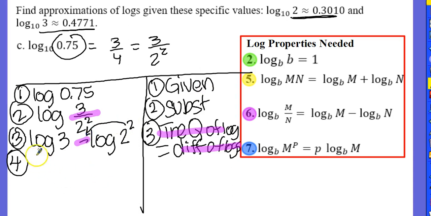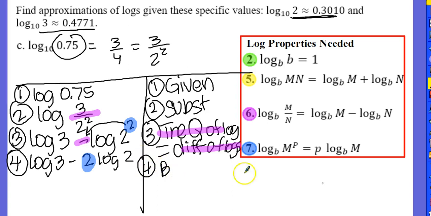Property 7, I have to power down. So I'm going to do the log of 3 minus 2 times the log of 2. So that's property 7, right? So from here to here. So the power of a log equals the power times the log. You're getting there. Okay, good. Good, good, good. So that's step 4.